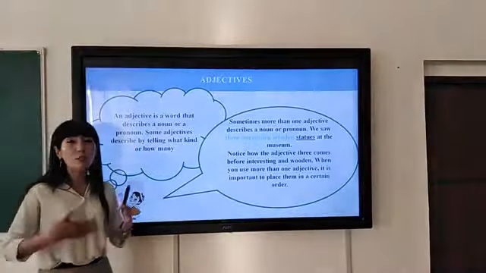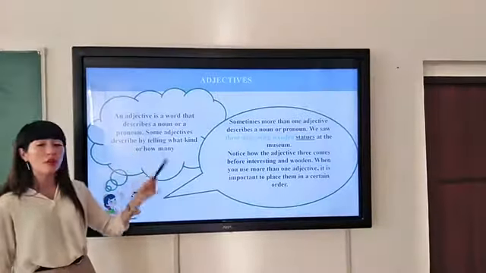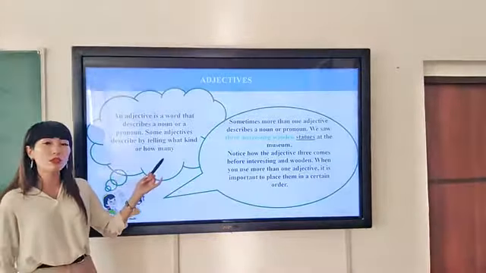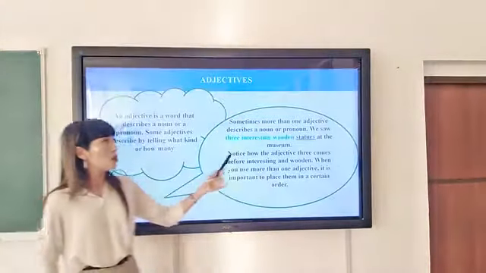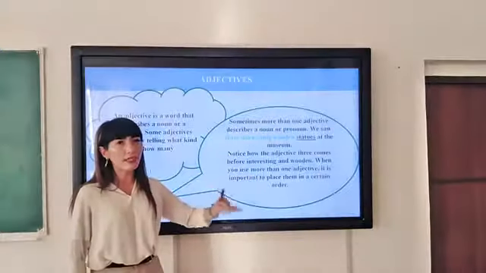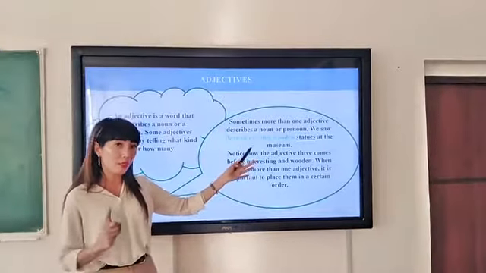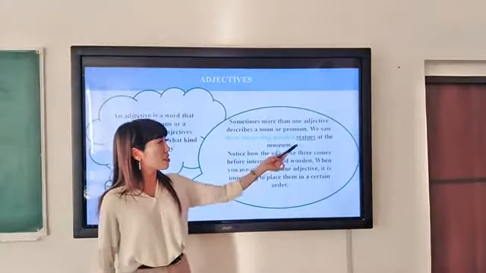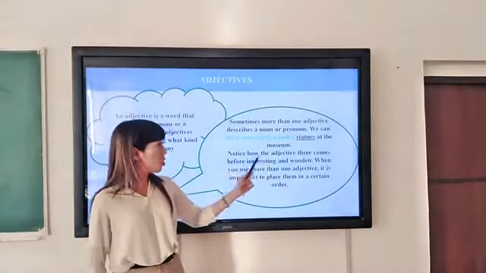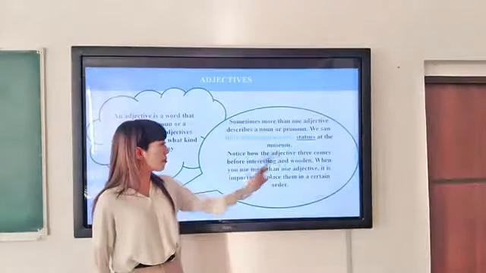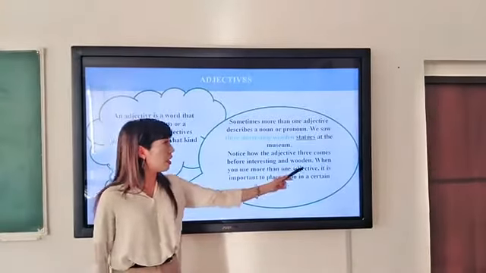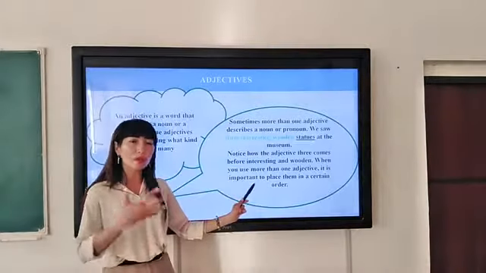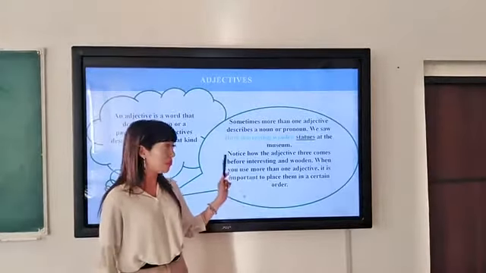An adjective is a word that describes a noun or pronoun. Some adjectives describe by telling what kind of or how many. Sometimes more than one adjective describes a noun or pronoun. For example, we saw 3 interesting wooden statues at the museum. So you can see the 3 comes before interesting and wooden. When you use more than one adjective, it is important to place them in the correct order.